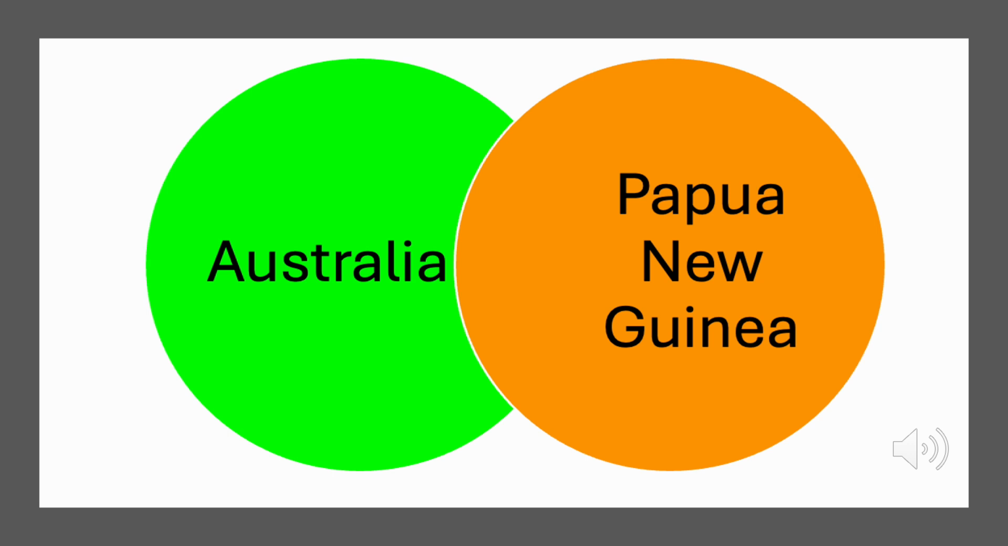When engaging with information on the managed features of Australia and Papua New Guinea, the teacher and the students can collaboratively engage with the information, then create a Venn diagram of the similarities and differences of the managed features.